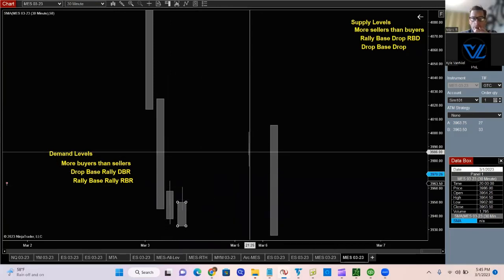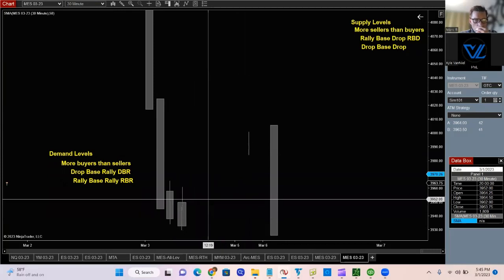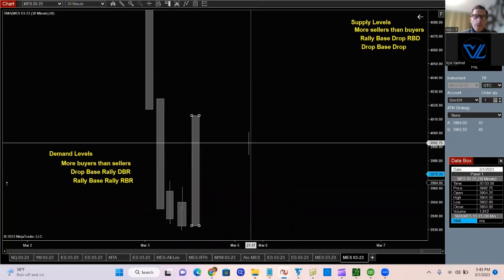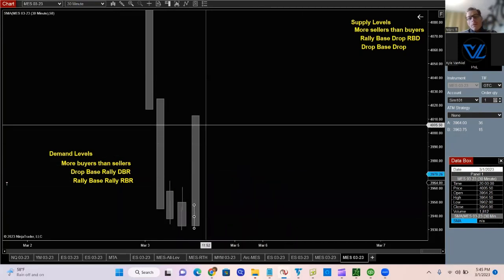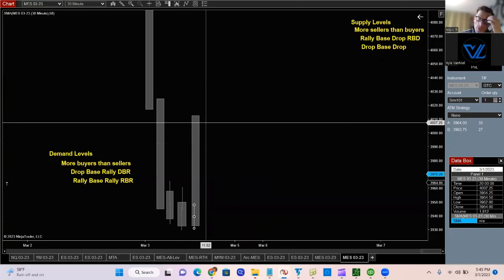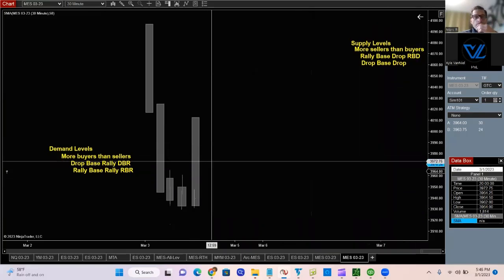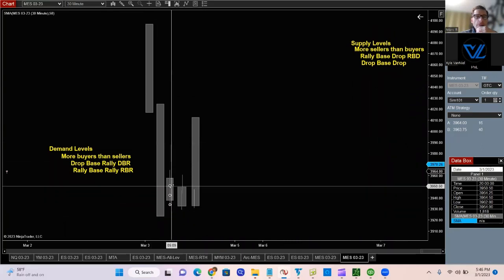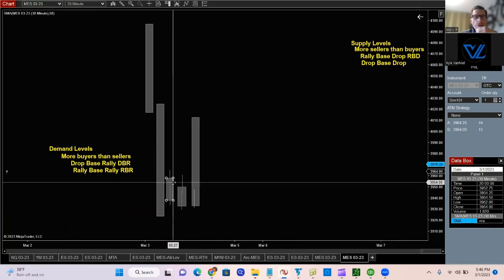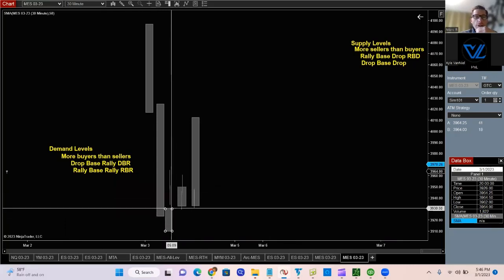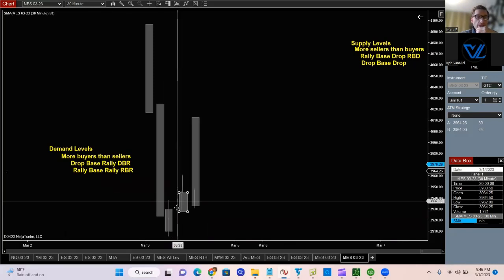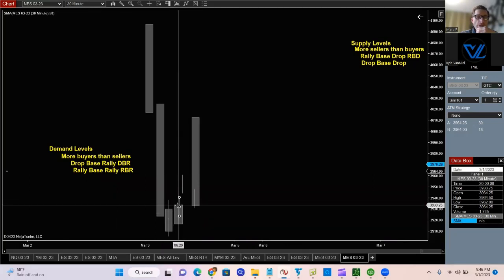There's no set rule. You can get into later what type of base or how many candles make up the base, for example. It could be one candle, and a move out, and that's it. It doesn't have to be a certain number of candles.